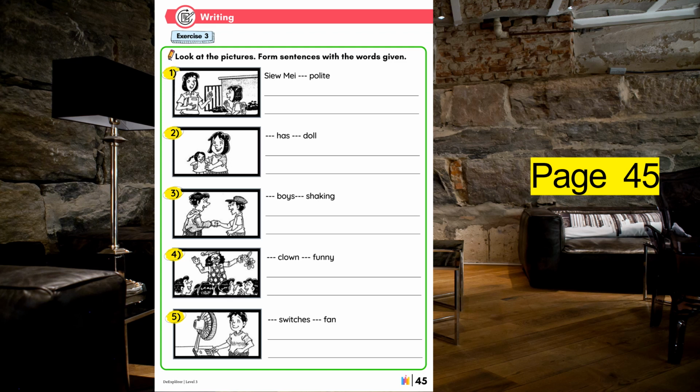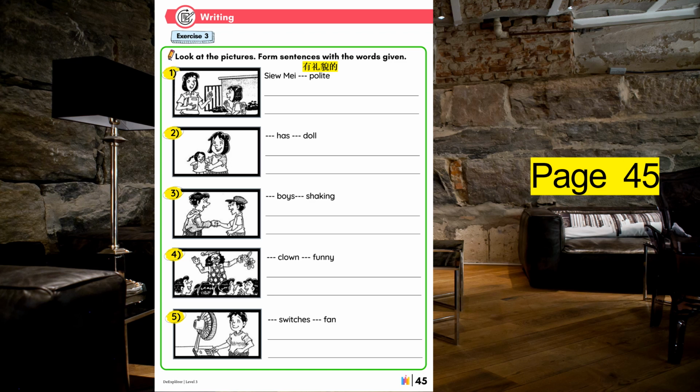Siu mei, polite. Meaning of polite. Okay, read this word together with me. Polite. Meaning of polite, 有礼貌的. So this sentence that you're going to write is about Siu Mei. Present tense showing a fact. 一个事实. Siu Mei 是一位有礼貌的女孩.